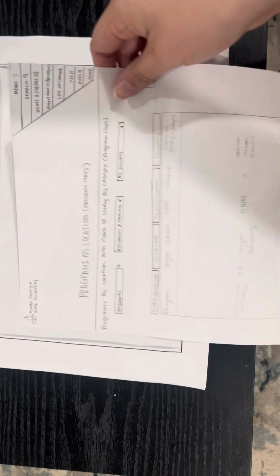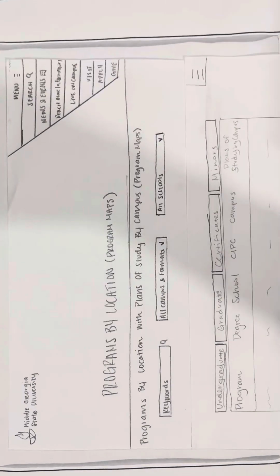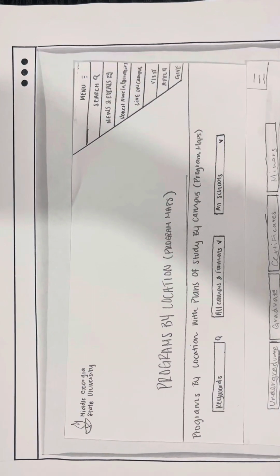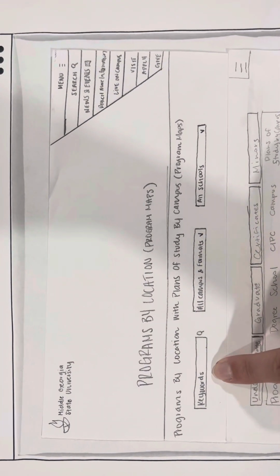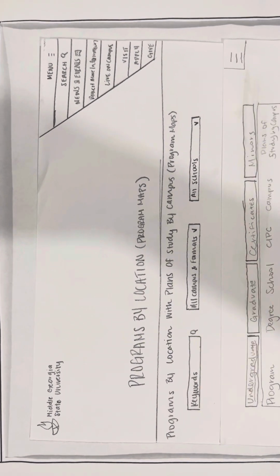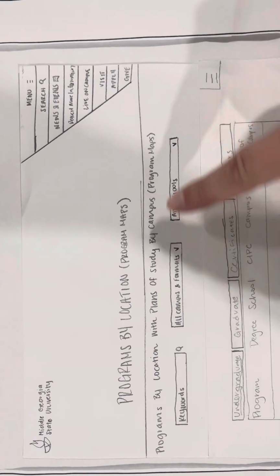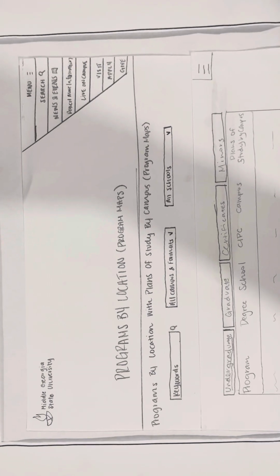And then the second screen, we're going to actually start at the top here. Then after pressing find a program, it'd take you to this screen where you have programs by location. You could do the search keywords, but that wasn't an option within the report. You have all campuses and formats and all schools that you can have a drop down for.